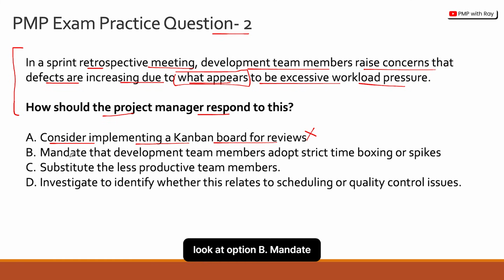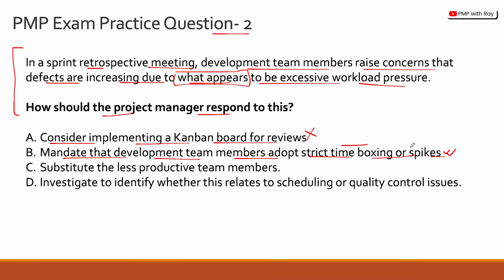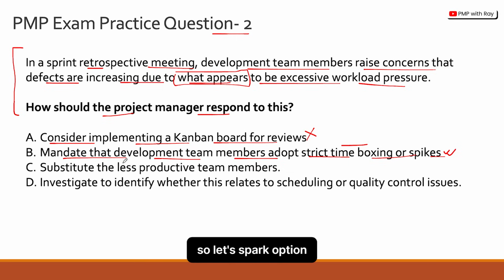Let's look at option B. Mandate that the development team members adopt strict time boxing or spikes. Possibly. Okay, so you can do time boxing if you are delayed in terms of developing a user story, or you can do a spike if you are trying to brainstorm and come to a proper solution in terms of how to address a specific backlog or a sprint item, right? So B is a plausible option. Okay, so let's park option B for now.